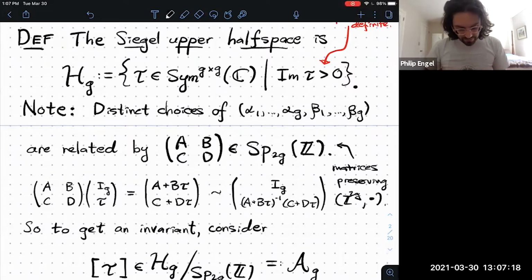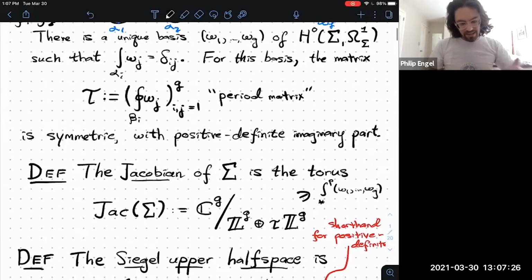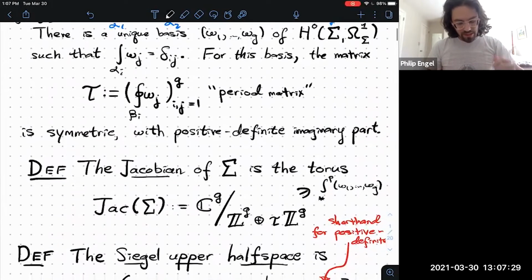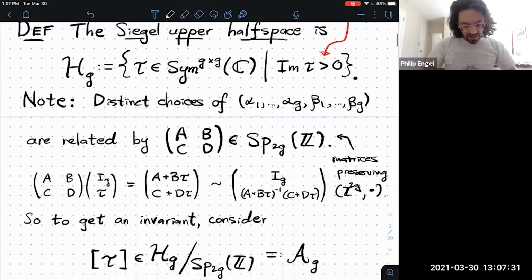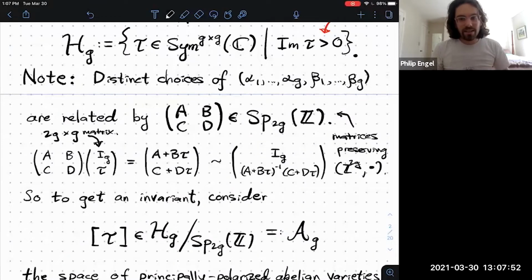And if we think of the periods, we've normalized the periods, right, so that the integral against the alpha I cycles of these one forms is delta ij. So we can encode the periods against all the alpha and beta cycles by a G by 2G matrix, or I guess I've written it as a 2G by G matrix, where the top half of it is the identity matrix and the bottom half is this matrix tau of periods.